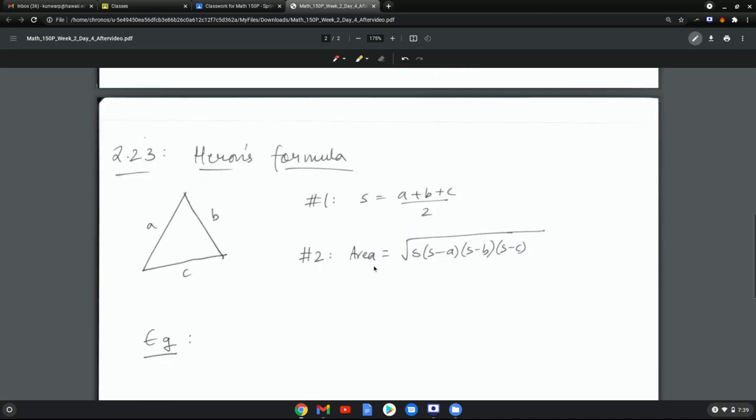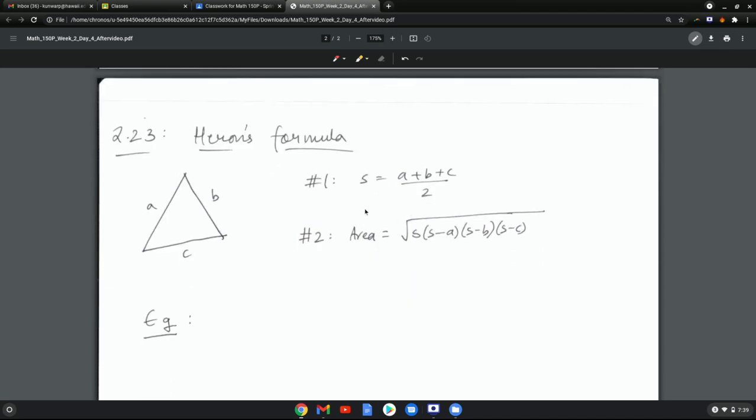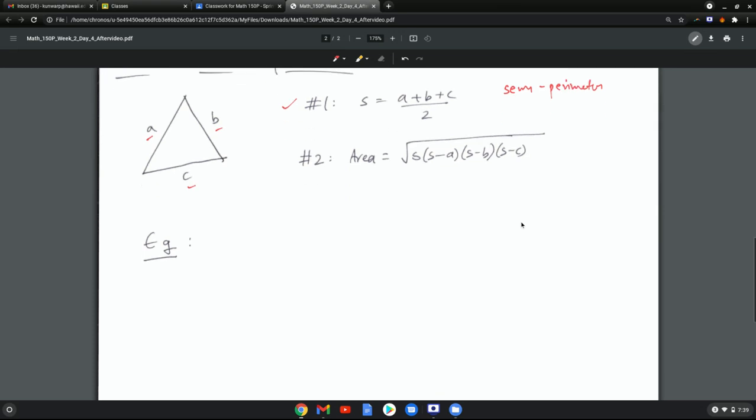Now the last thing for this week's material is something called Heron's formula, which is a really cool method in which you can find the area of any triangle as long as you know the 3 sides. So there are 2 steps involved. You find S by taking the perimeter and halving it, and that's why this S is also called the semi-perimeter, because it's half of the perimeter. And then the area is the square root of S times (S minus A) times (S minus B) times (S minus C).